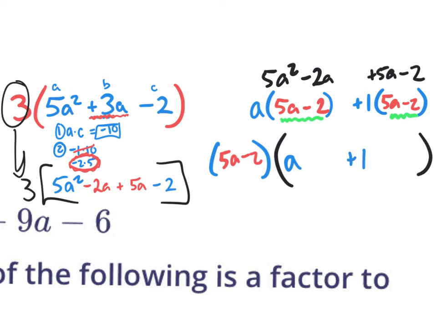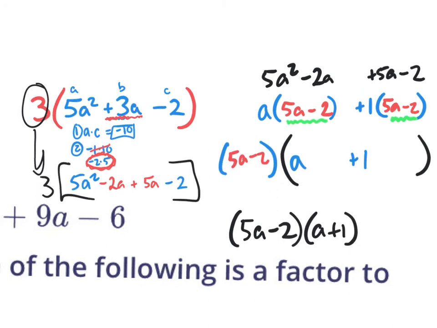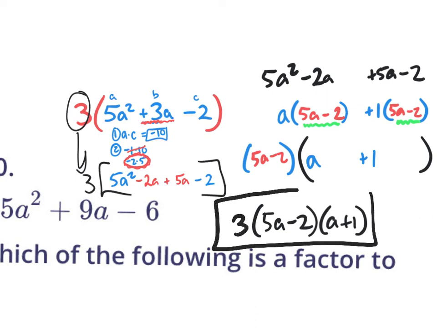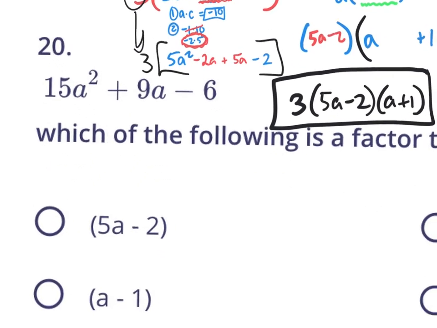So of course, this is the factored form, but with exaggerated parentheses. Let's write it with the correct size parentheses. We have 5a minus 2, times a plus 1. And don't forget about that outside 3 that I originally pulled out with the GCF. Let's put that out here in the front. So we have a 3 out there in the front as well. And ladies and gentlemen, this is the completely factored form of that original question they gave us.